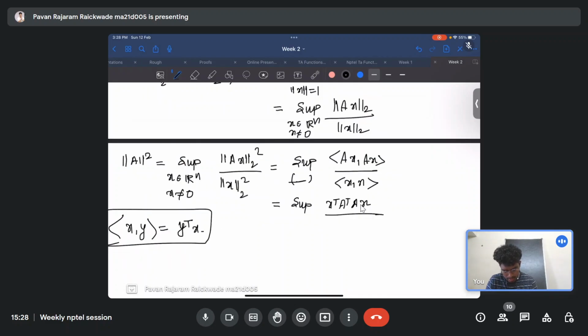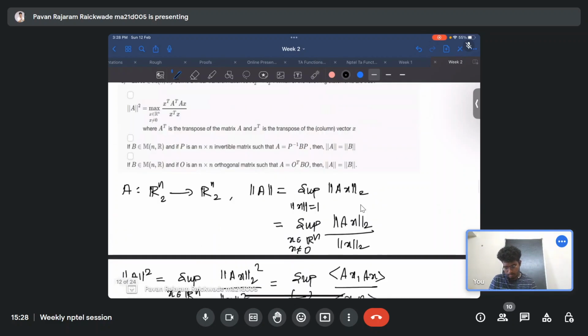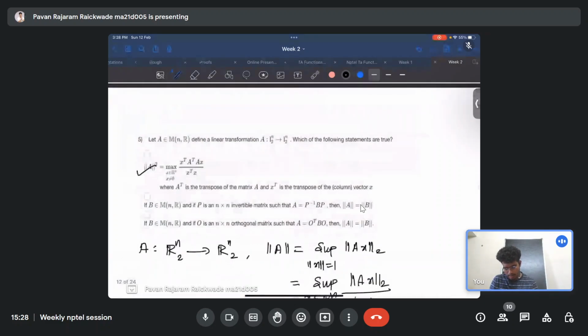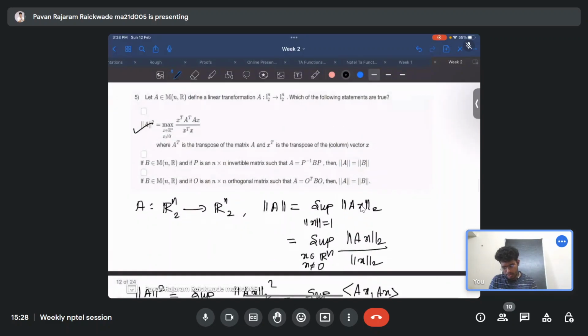Hence we have here this and here x transpose x, as mentioned in option number 1. Okay, the first is right. So second, what does the second say?